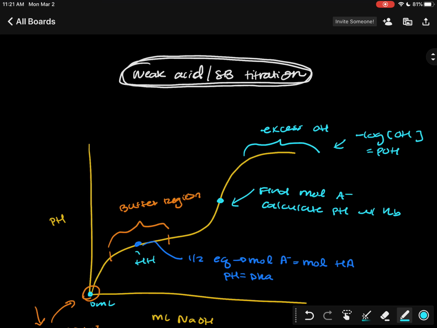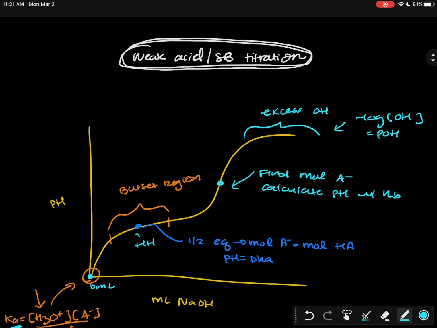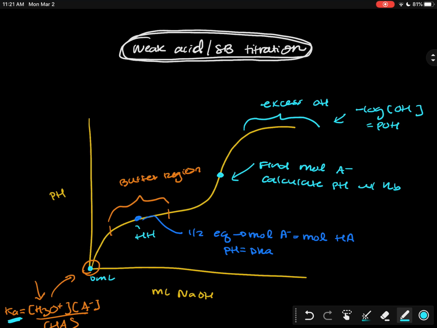It's going to be very similar for a weak base, strong acid titration, so it could be useful to go through that on your own, creating this chart where you determine how you would find the pH at each specific location. So I encourage you to do that on your own.